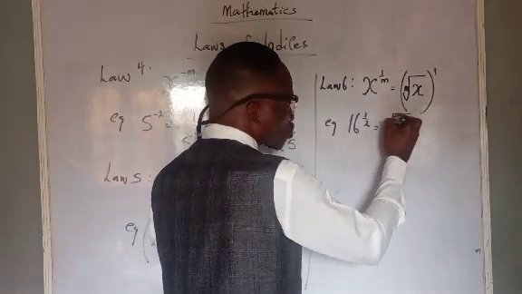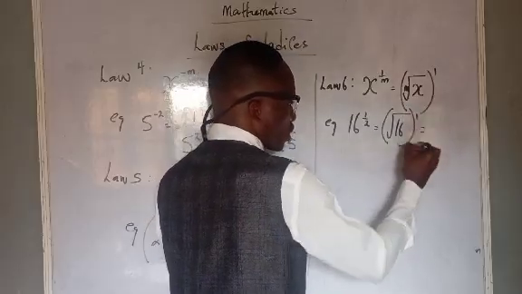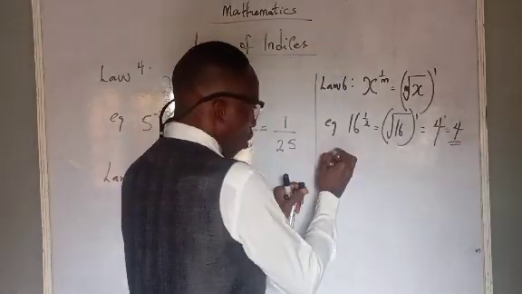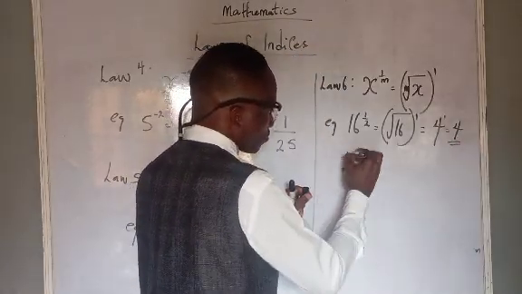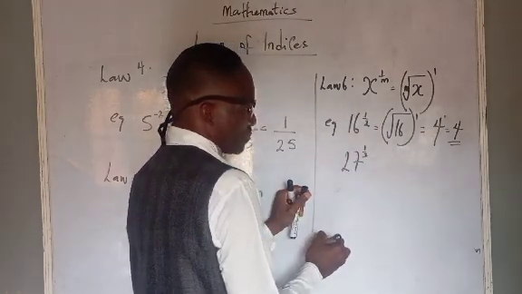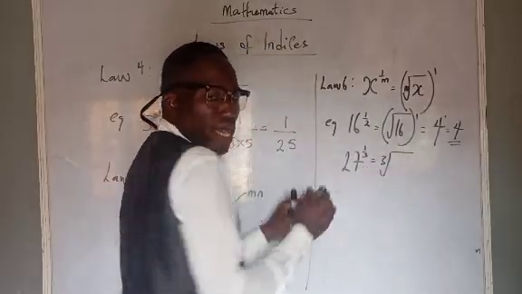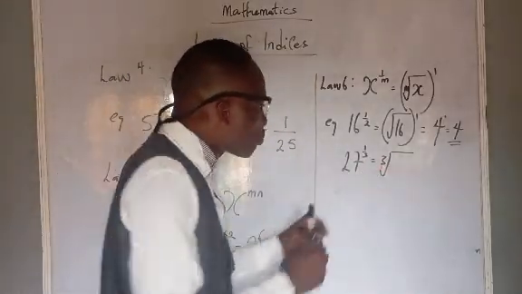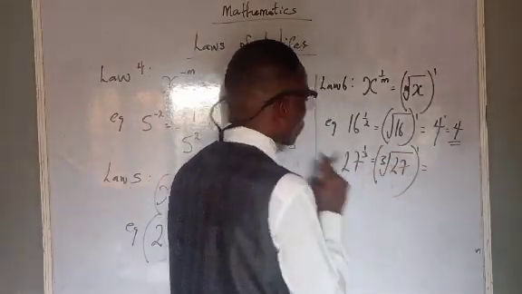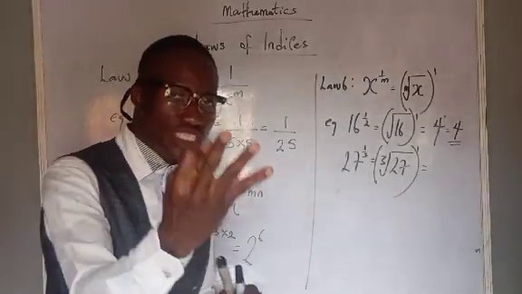So it will now be the square root of 16, bracket, raised to the power of 1, which will give me 4 raised to the power of 1, which is the same thing as 4. Or I can take another example: 27 raised to the power of 1 all over 3. This simply means the root. This will now be the cube root of 27, bracket, 1. The cube root of 27 is 3, because 3 times 3 is 9, and 9 times 3 is 27.